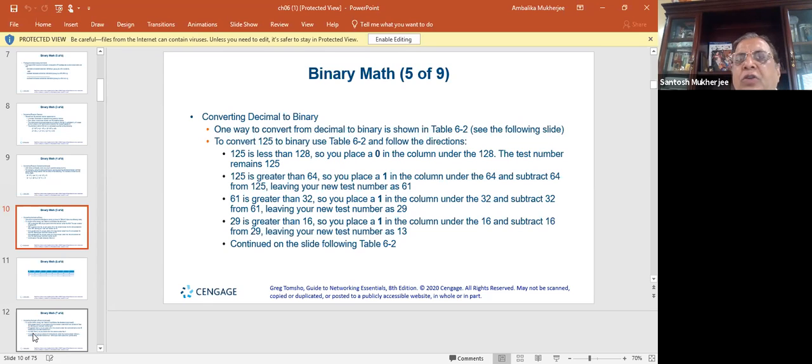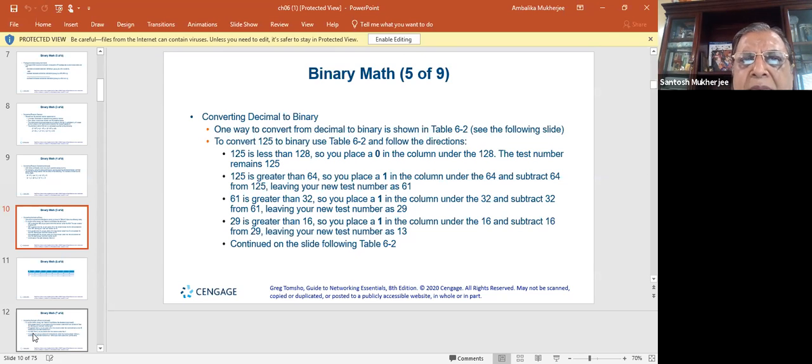We have to convert it into binary. Any numbers have to be converted into binary. This is what is called binary math. Now, again, they do two things. One is conversions from binary to decimal, and again, decimal to binary. One way to convert from decimal to binary is shown in the table.